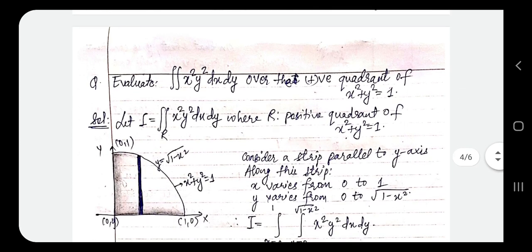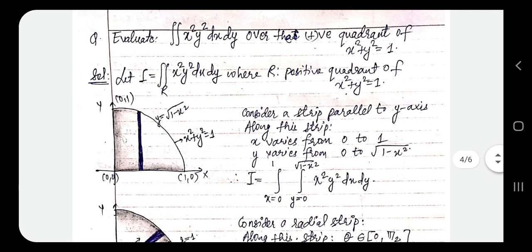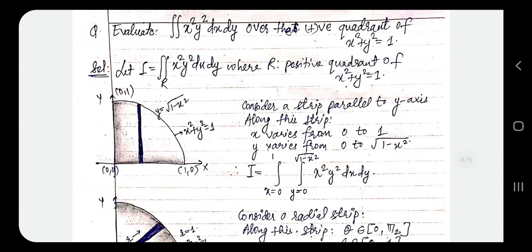Let's see one more example. Evaluate the double integral of x square y square dx dy over the positive quadrant of x square plus y square. You can see these examples are frequently asked in Pune University exams for engineering mathematics 2. Okay, so let's try to solve. I have denoted it by I, where R is the positive quadrant.